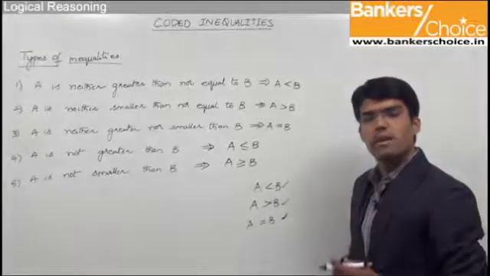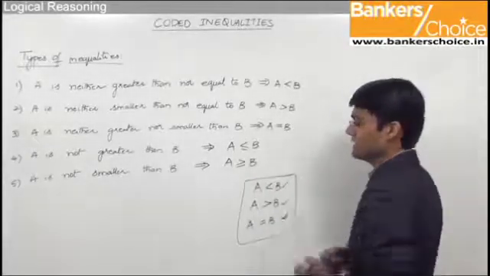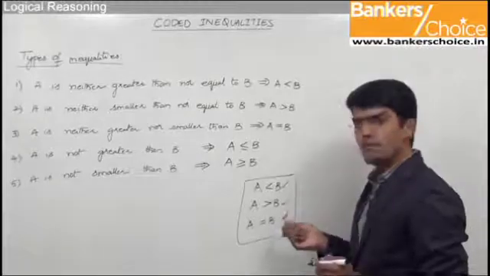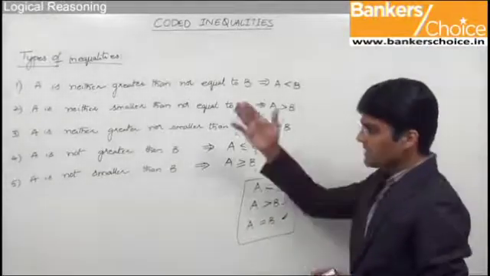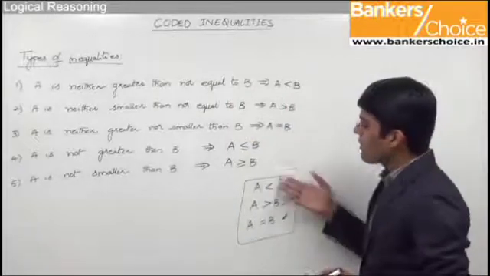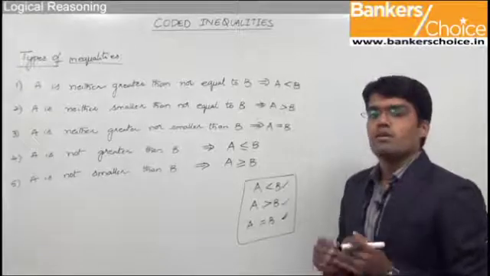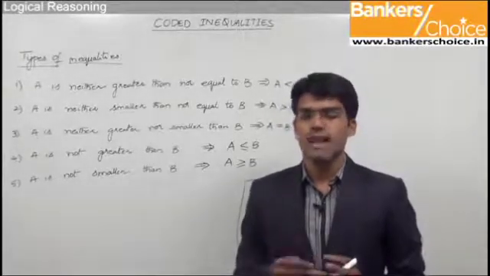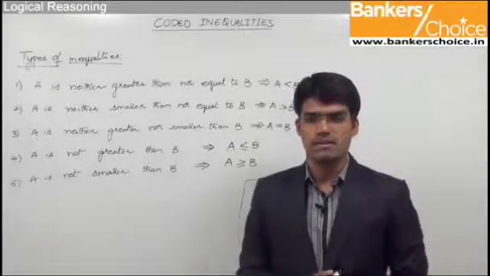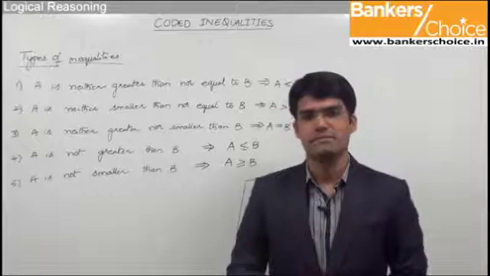Remember that whenever we compare two variables, the sample space will be any of these three cases. That is either A is less than B, or A greater than B, or A equals to B. So based on the given conditions, we can have a combination or any one of these three comparisons. Now, to solve questions based on coded inequalities, we need to understand the three basic rules. So let us first look at these three golden rules and then we shall take up some examples.